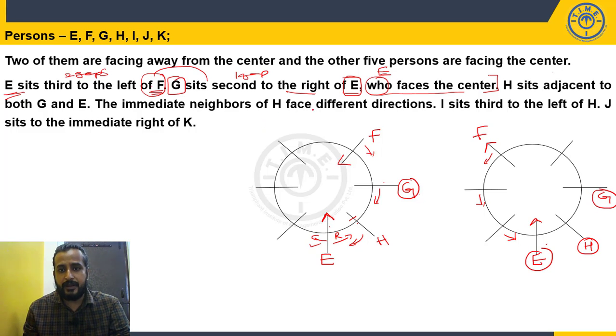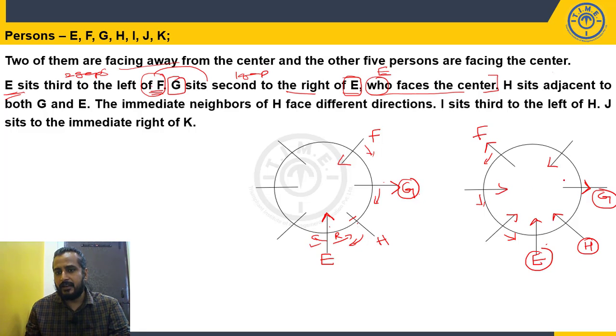The immediate neighbors of H face different directions. E is center, and the immediate neighbors of H are E and G. E is center, so G will be away from the center. And how many are away from the center? Only 2 people. In this case, G is away from the center, F is away from the center. So the rest all must be facing center.